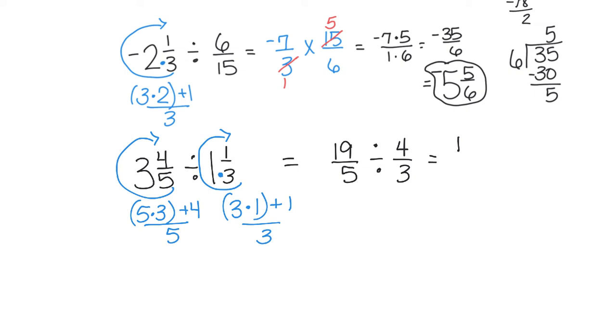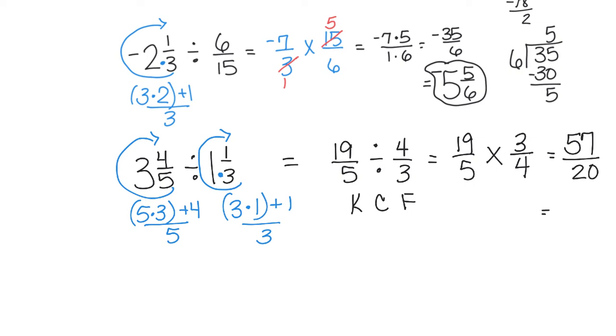So they would say 19 over 5, change it to multiplication, and reciprocate the second fraction. We refer to this as keep, change, flip for students to remember the rule of multiply by the reciprocal. 19 times 3 is 57 over 20. 20 will divide 57 2 times with 17 left over. So their mixed number becomes 2 and 17/20.